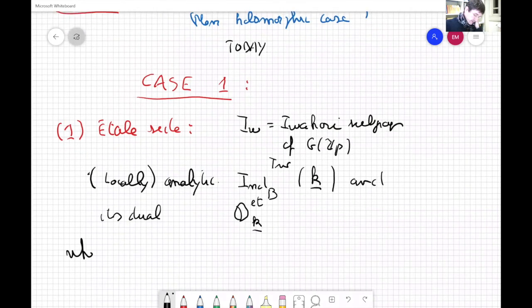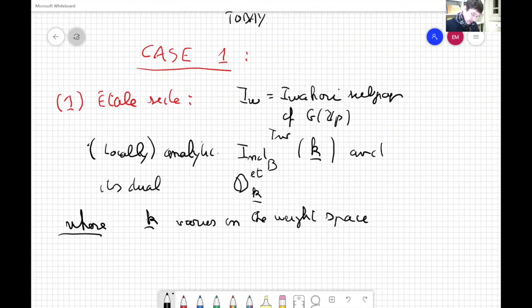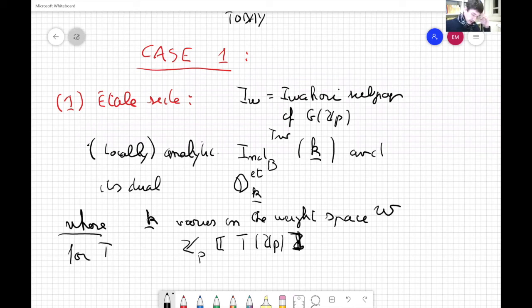where κ varies in the weight space W for our torus T, which is the adic space associated to the Zp-points of our torus. So the weight can be just analytic, and then we take the analytic induction. It can be analytic of a certain degree n, and then we have also the induction. We'll take that into account.